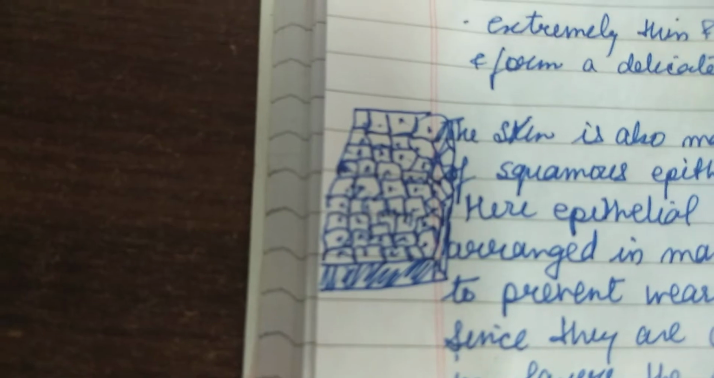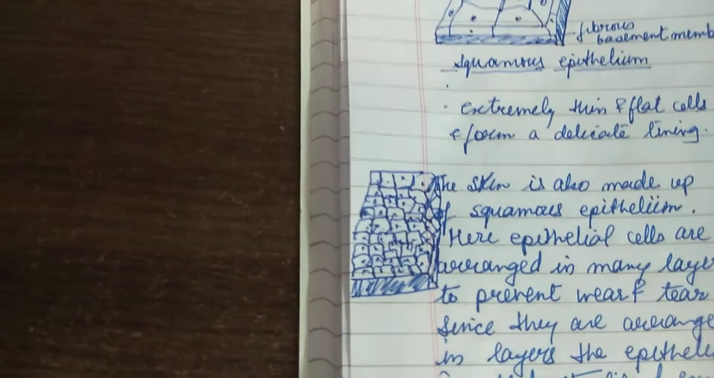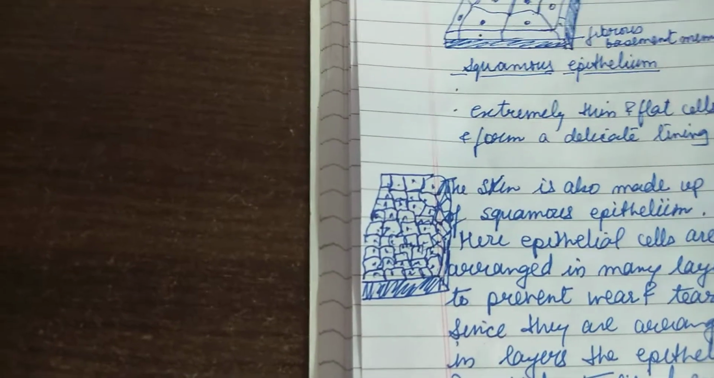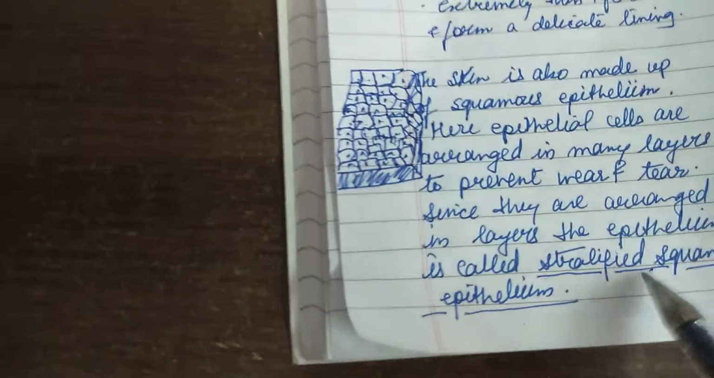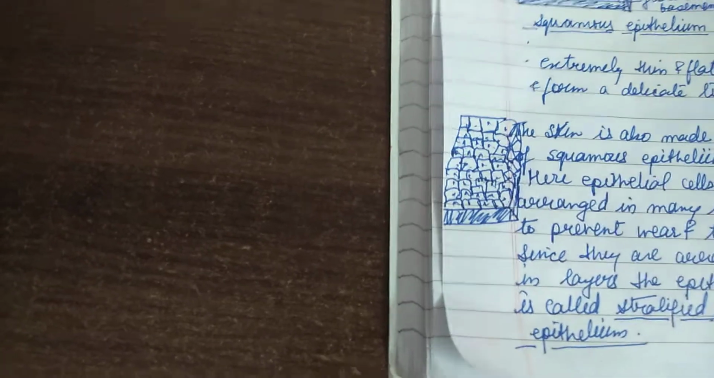So there wear and tear happens. So the skin has to be many layers thick. Their cells are arranged in many layers. These are called stratified squamous epithelium, right? Naturally the cells are thin and flat, but they are stratified. Stratified means they are in layers. So in skin, the epithelial cells are arranged in many layers. And why? To prevent wear and tear. And the name is stratified squamous epithelium.